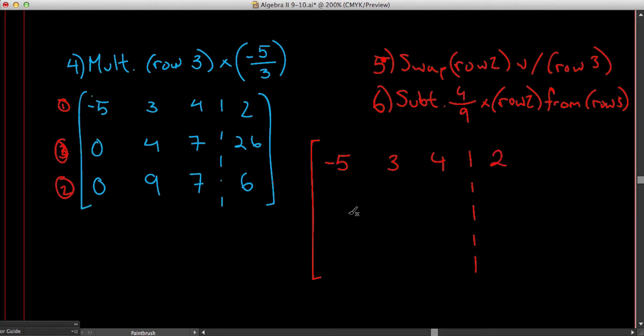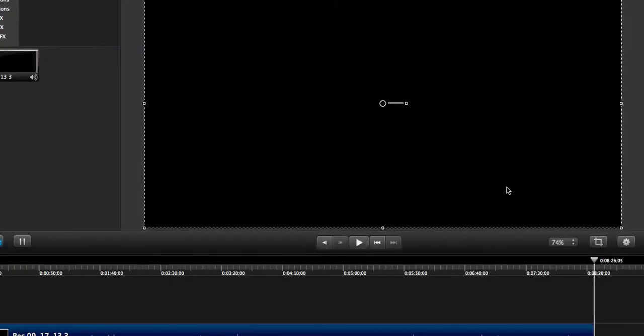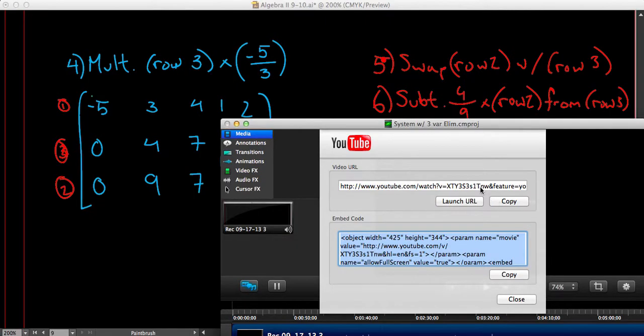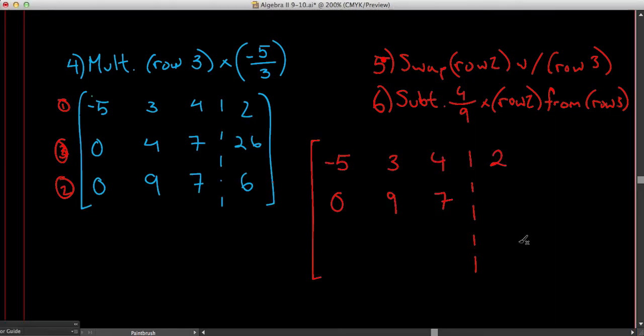And then here's the tricky part. The third row now becomes the second row, so we're left with 0, 9, 7, and 6. Sorry about that. That was just the uploading that was going on from a previous video that I made. So we have 0, 9, 7, and 6.